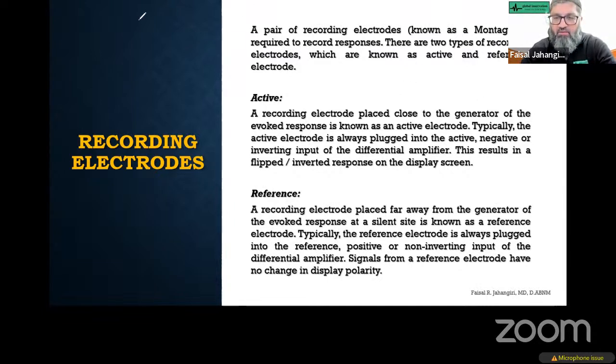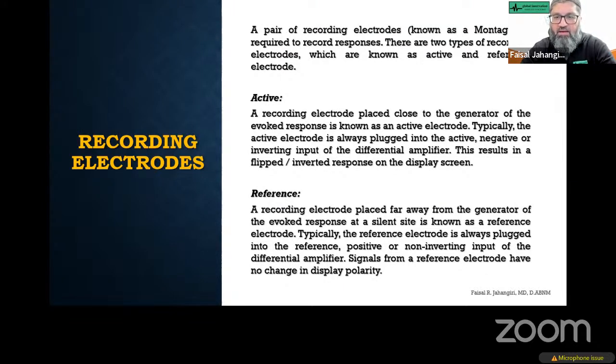We have active and reference input of the amplifier, but we also have active and reference electrodes. The active electrode is different from the active amplifier input. The definition of the active electrode is the electrode which is close to the signal generated. The reference electrode is the electrode which is not close to the signal generated. The pair of those two is known as a montage. A montage is a pair of electrodes which are being recorded.